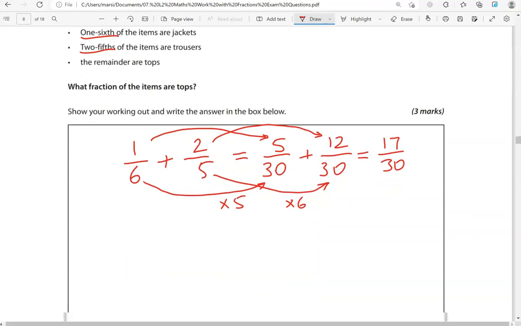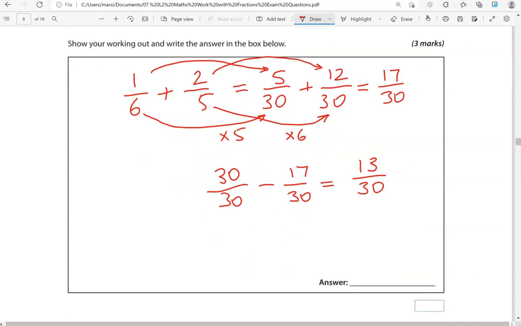17 thirtieths. So 30 thirtieths would be the total for all 3. Taking away 17 thirtieths, which is these 2, will give us the remainder. So 30 take away 17 gives us 13. 13 thirtieths, that's for the tops.